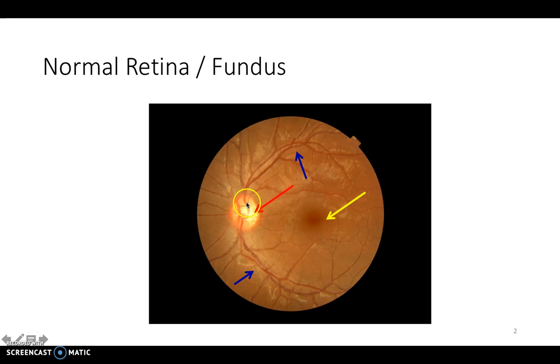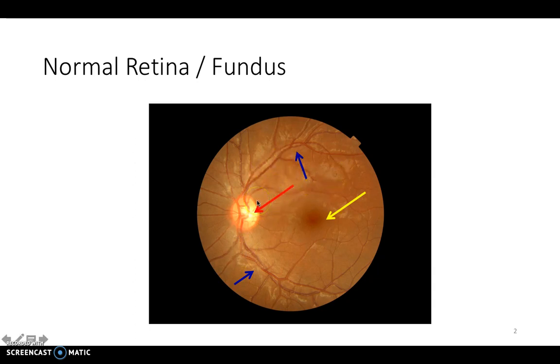We have blood vessels which are arranged in the form of four arcades. We have the superior temporal arcade, the inferior temporal arcade, the superior nasal arcade, and the inferior nasal arcade. Now, comparing arteries and veins, you'll find that arteries are smaller in size and bright red in color, while veins are a little bigger in size and much darker in color. The arteriovenous size ratio is what we call 2:3, which of course reduces in hypertensive retinopathy, in which the arteries become much narrower and the veins remain the same size.